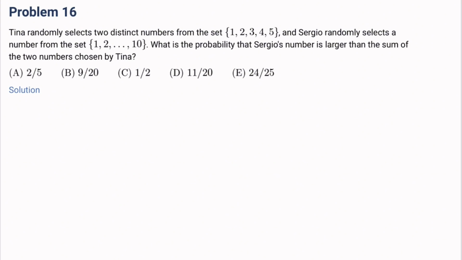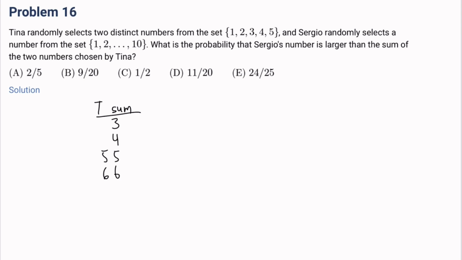Okay, so let's first see what can the sum of the numbers chosen by Tina be. Tina's sum can be either 3 for 1 and 2, or we have 4 for 1 and 3, we have 5 for 1 and 4 and 2 and 3, so let's just write that twice. And 6 also, 2 and 4, and 1 and 5, so we have 2 6's.